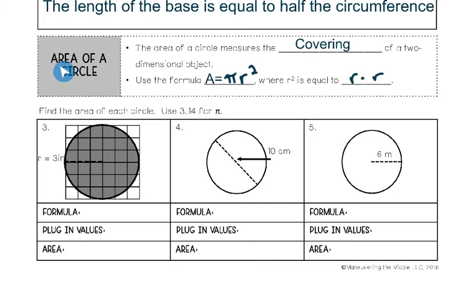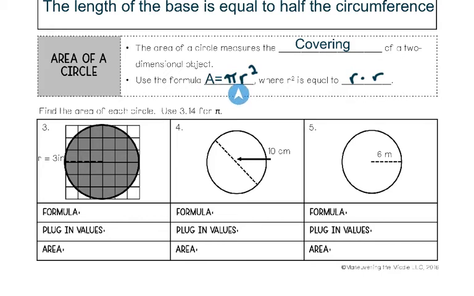The most important thing is that you know how to find area of a circle. The area of a circle measures the covering of a two-dimensional object. It's how much goes inside of it. So there's a formula for that for circles. It's A equals pi r squared. The way I think about it is I would say a pi r squared. And then you would say, no, a pi r circled. And I would say, no, a pi r squared.